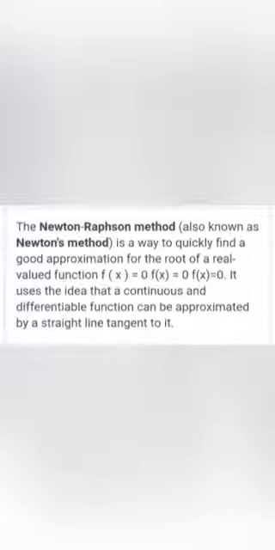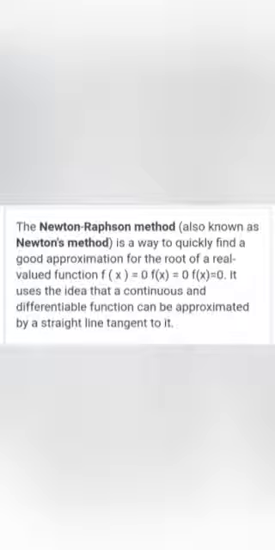Yes, the topic given to me is the Newton-Raphson method: the principle, formula, and an example for it. The Newton-Raphson method is also known as Newton's method. It's a quick way to find a good approximation of the root of a real-valued function f(x) = 0. We can only apply it for f(x) equal to 0.